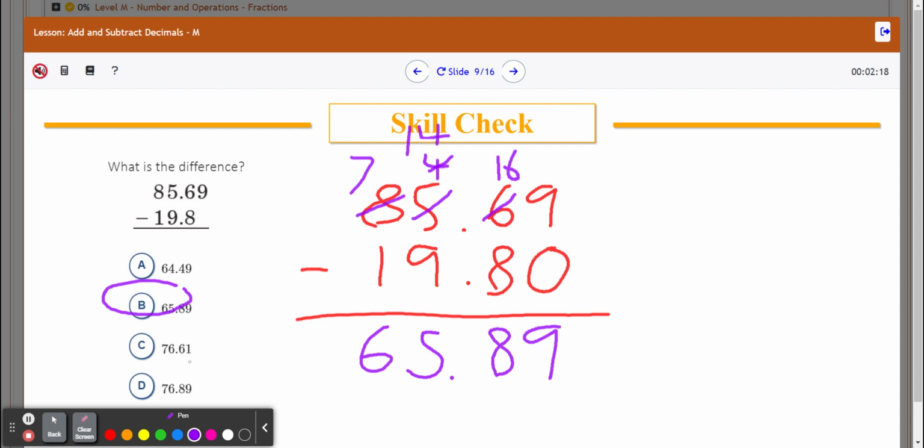So again, all of your math is still the exact same. Adding and subtracting the same. The only important thing is make sure those decimals are lining up. Make sure they're right on top of each other.